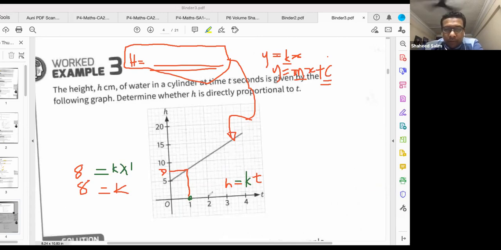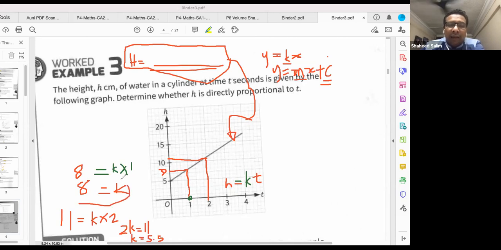Now we try the next one. When T is 2, it goes up to 11. H is 11. So 11 equals K times 2. Alamak, we got a problem now. 2 times K is 2K. 2K equals 11. That means K is now 5.5. This one is not constant. Constant means it cannot change. How come just now K is 8 and now K is 5.5? Can you see it's changing? That means K is not a constant.